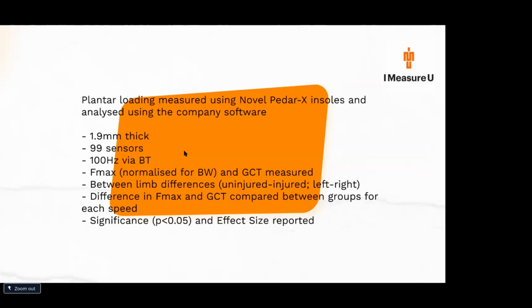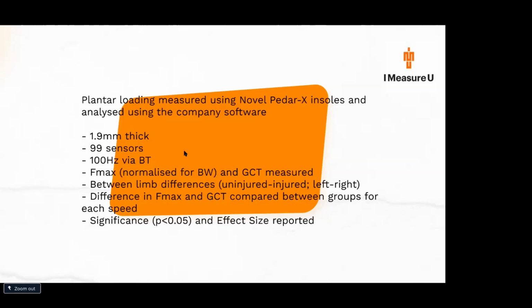Fmax is, as I say, maximum force, and this is being used as a proxy for vertical ground reaction force, and the correlations between the two measurements have been illustrated in previous research. So Fmax was measured and normalized for body weight, and ground contact time was also measured in milliseconds.